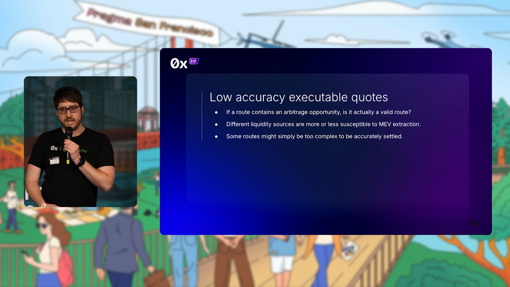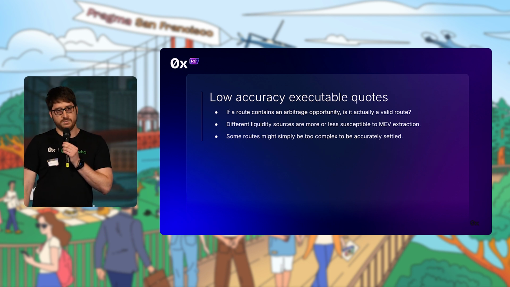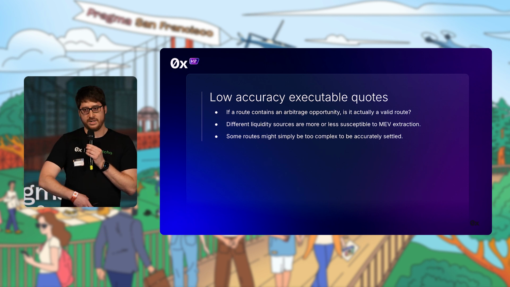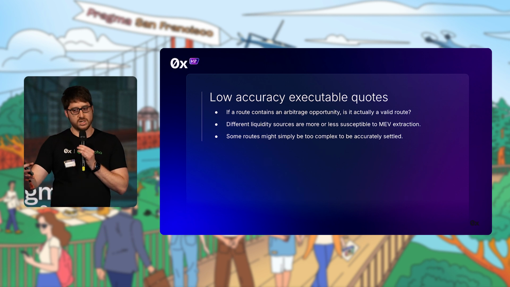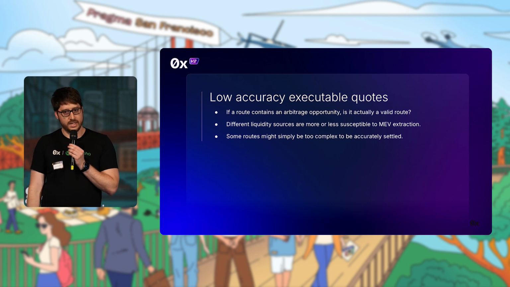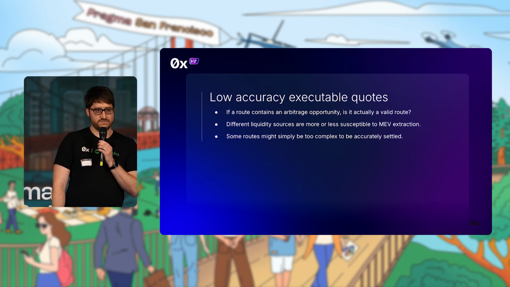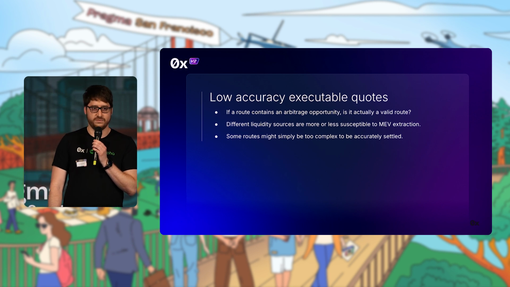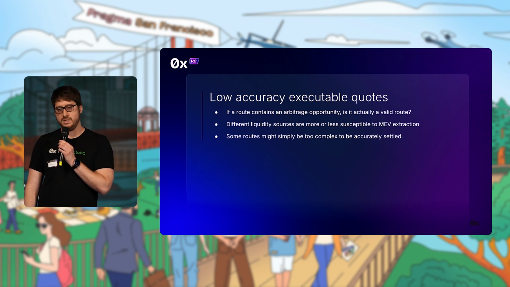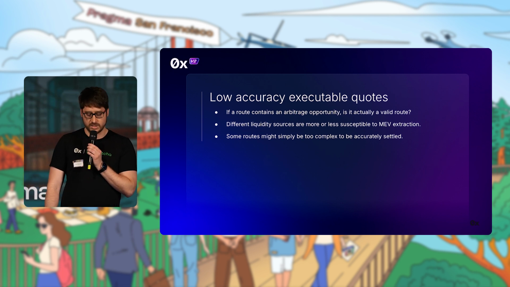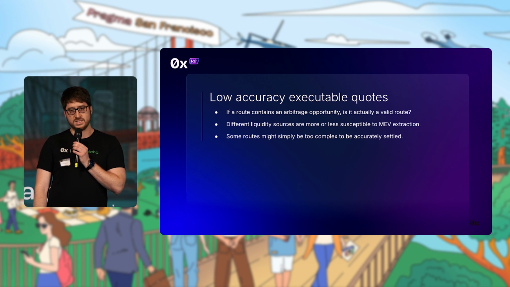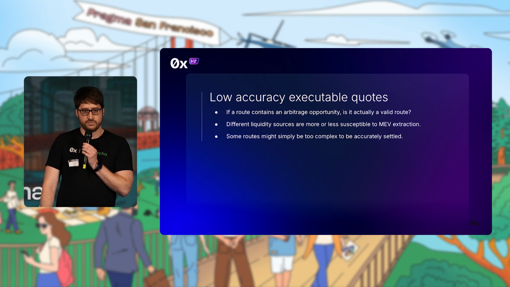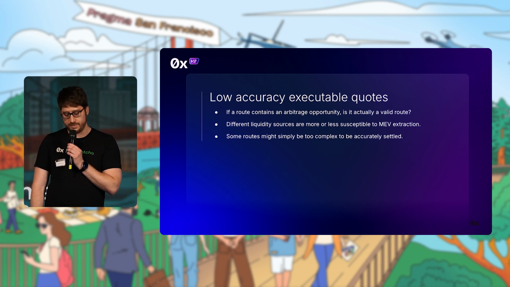And then the other issue, you have quotes that technically can be executed, but they just will realistically not be executed. So if your routing is really crazy, you could actually find arbitrage opportunities within the routes that you calculate, but we know that the space for MEV and arbitrage is extremely competitive, and good chance that when you go to fill that order, someone will have already captured that opportunity before you, so you might as well filter those out. Also, different liquidity sources are just more or less susceptible to MEV, and you might want to account for that in your routing for different types of pairs.